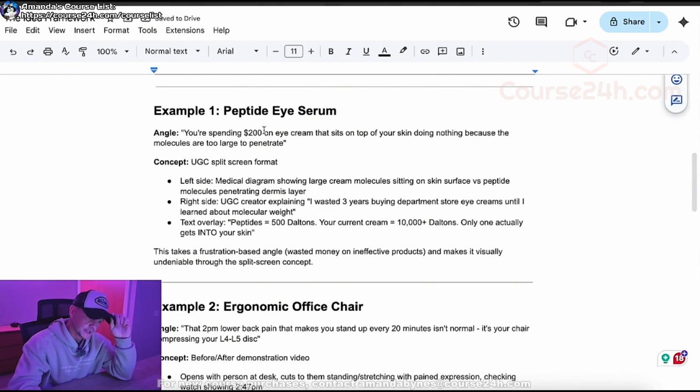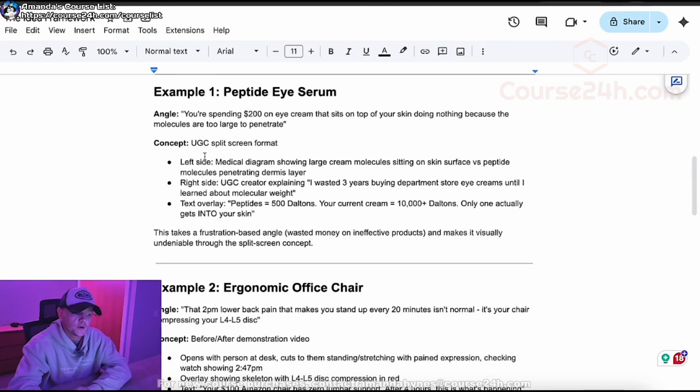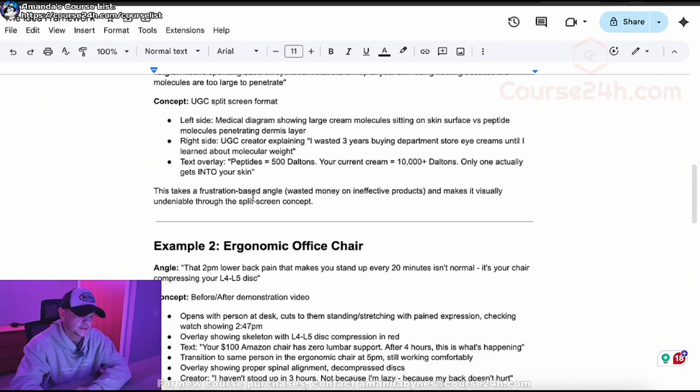The angle: you're spending $200 on eye cream that sits on top of your skin doing nothing because the molecules are too large to penetrate. So we could just talk about molecules there. The concept is UGC split screen format. On the left side, we're going to have a medical diagram showing large cream molecules sitting on top of the surface versus peptide molecules penetrating the dermis layer. On the right side, we're going to have a UGC creator explaining, I wasted 3 years buying department store eye creams until I learned about molecular weight, text overlay, etc.